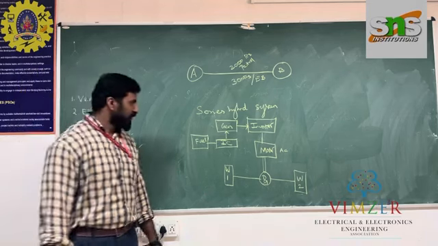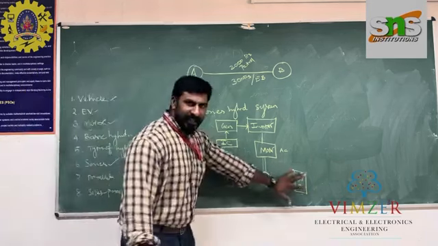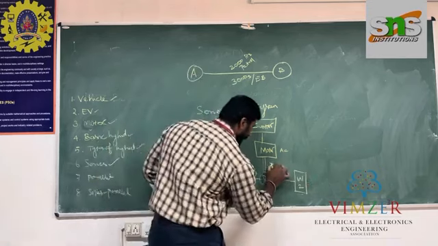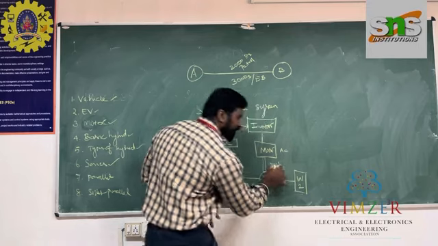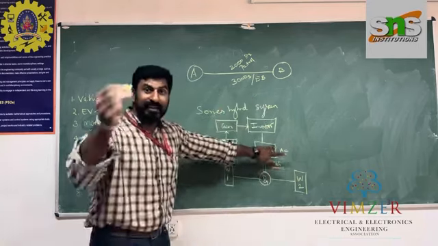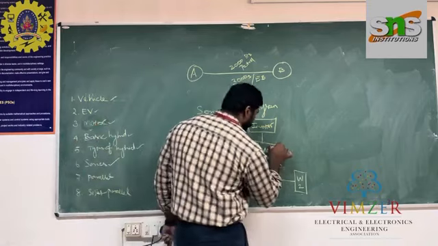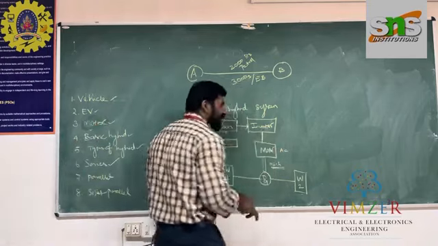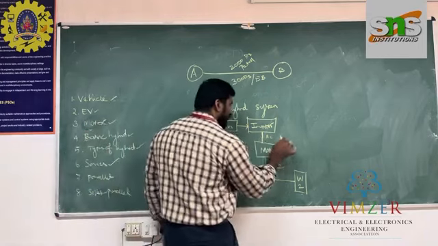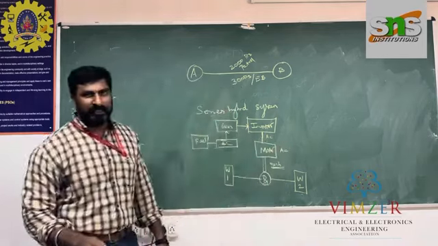Just imagine the vehicle is running with the help of mechanical output. The mechanical output is given by the electrical motor. So this is the electrical motor, and the electrical motor is run with the help of an AC power supply. So this AC power supply is here.